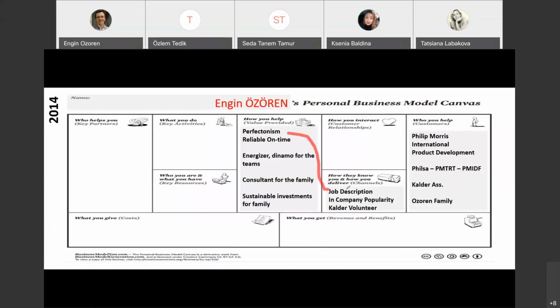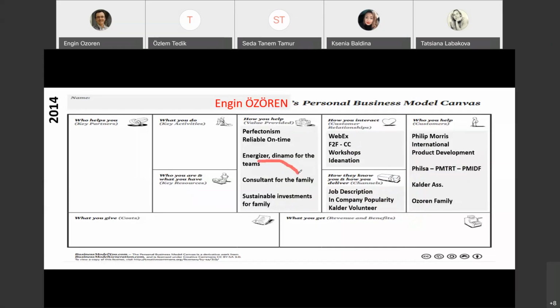Perfectionism. This is my job description here. Energizer, company popularity. Consultant for the family entity, this is face-to-face. I don't mention face-to-face with my family. How do you interact in your customer relationships: WebEx, face-to-face, conference calls, workshops, ideation. These are the time periods.